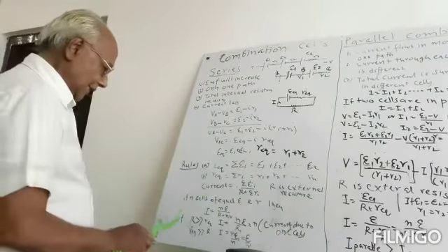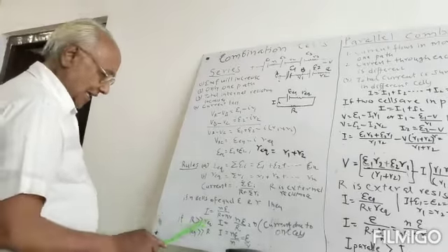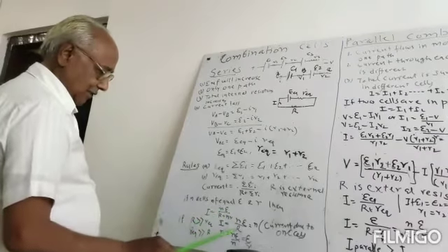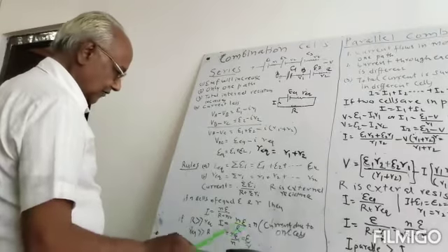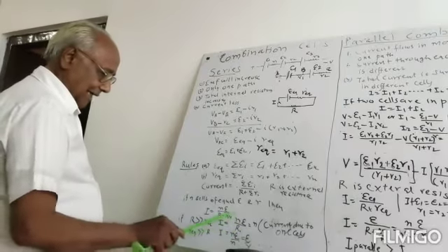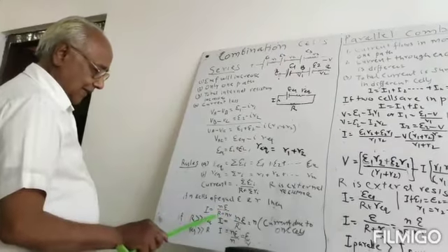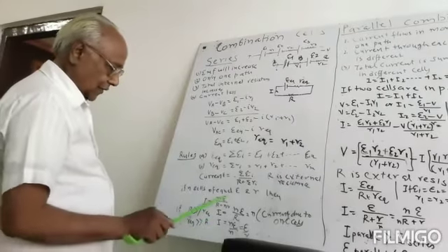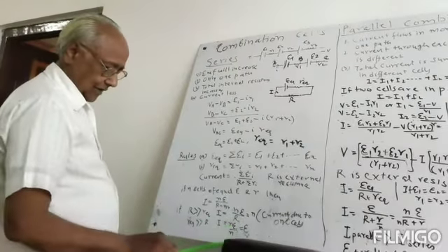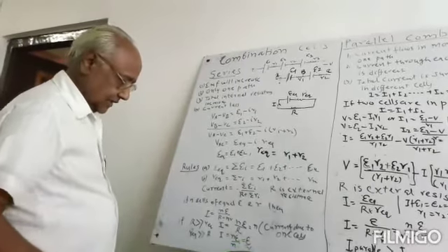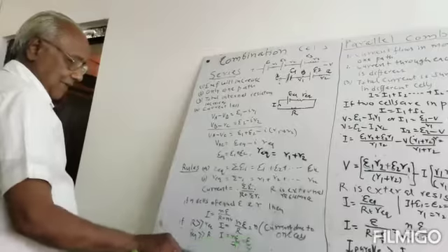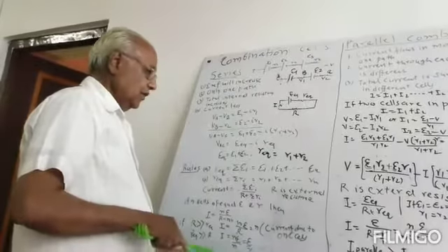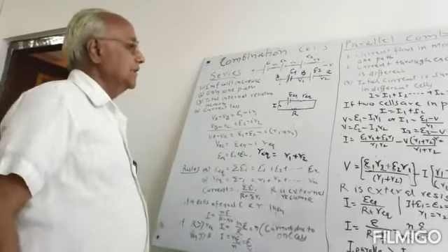Now if capital R is more than small r, then we neglect small r, so the current will be equal to n divided by R into E. Now if nr is more than R, then we will neglect R, so n and n will cancel, and the current will be equal to epsilon divided by r, that is the current due to one cell. So in this way we can discuss the series combination.